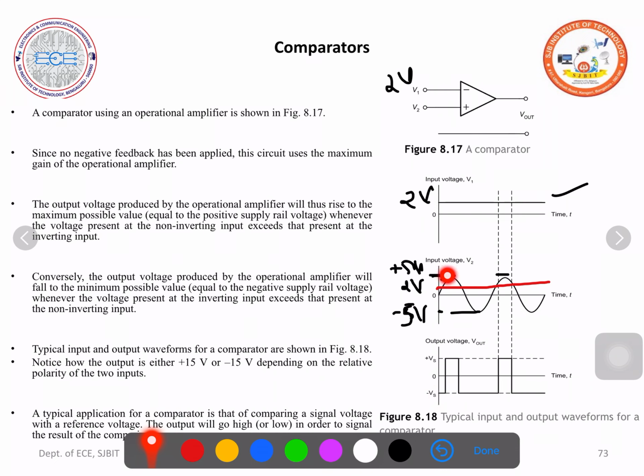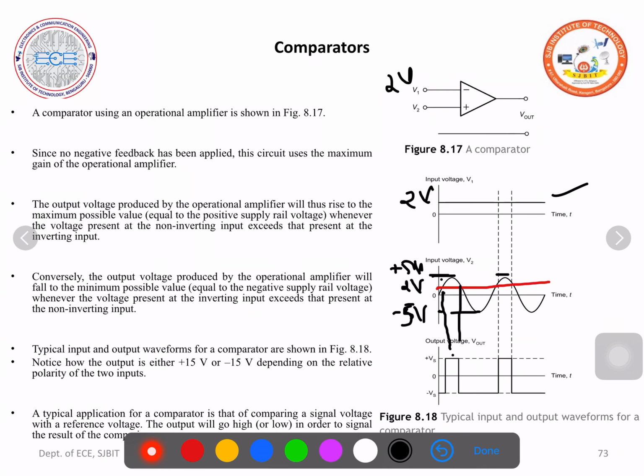Then coming back to this region, observe carefully. This is the voltage applied at V2, and this is greater than the voltage applied at V1. You can make out just by observing. This is the voltage applied at the non-inverting input terminal. So the output voltage will be plus Vs. So for that region it is plus Vs.